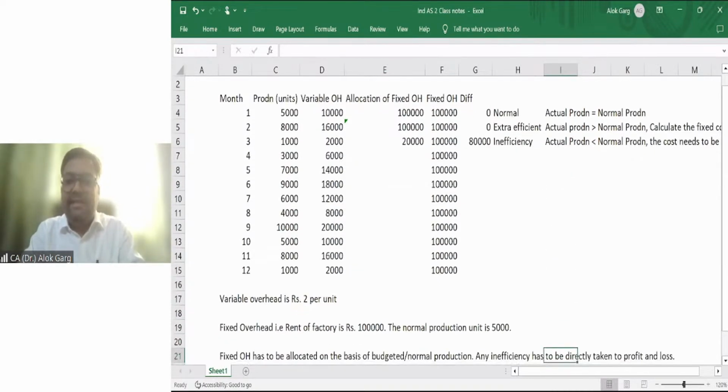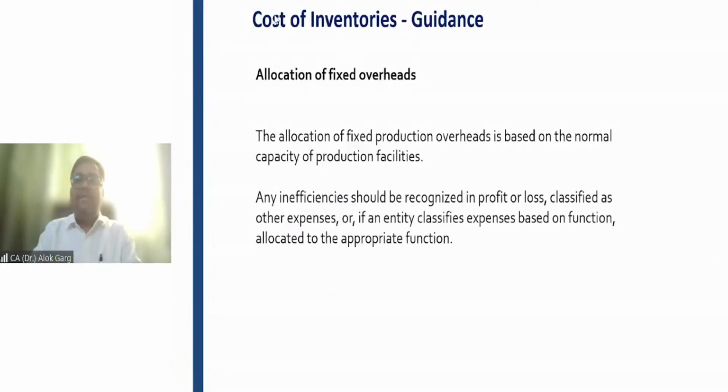Let's discuss this with the institute example from the institute study material. So we discussed this part. The allocation of fixed production overhead is based on the normal capacity of production facilities. Any inefficiencies should be recognized in P&L, classified as other expense, or if an entity classifies based on function, allocated to the appropriate function.